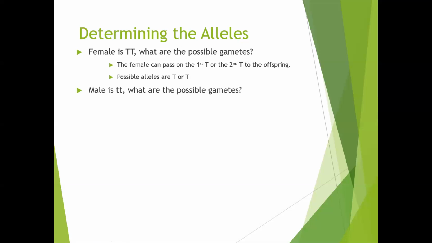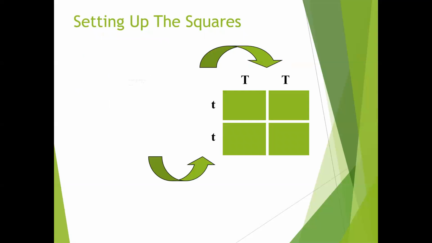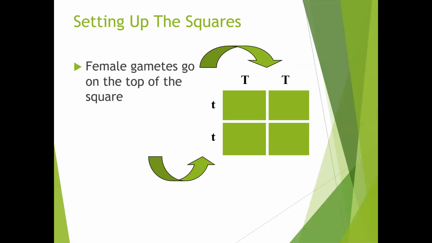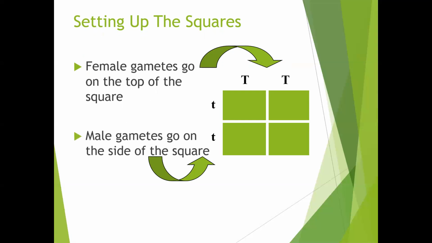The male is homozygous recessive, and so what are the possible gametes? Well, they're either a little t or a little t. Even though this isn't involved in this particular Punnett square, what would be the possible gametes or alleles for big T, little t? Well, we could either give a big T or a little t to the offspring. All right, so let's go ahead and set up our Punnett square. So female gametes are going to go on top, and males can go on the side. And to be quite honest, I don't really care, but if we want to have some continuity, we can put females on top and males on the side.